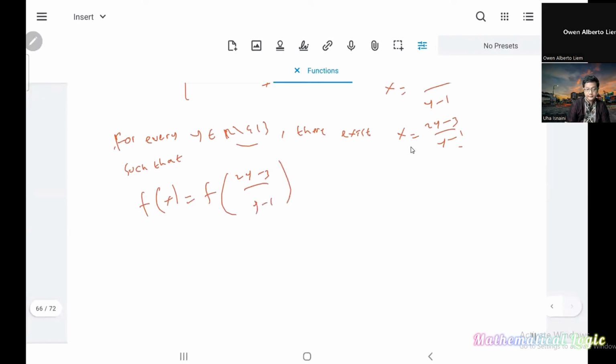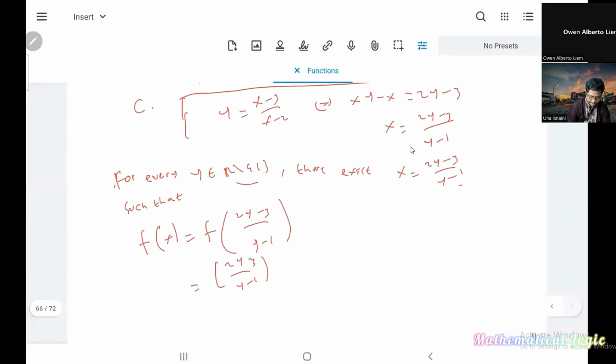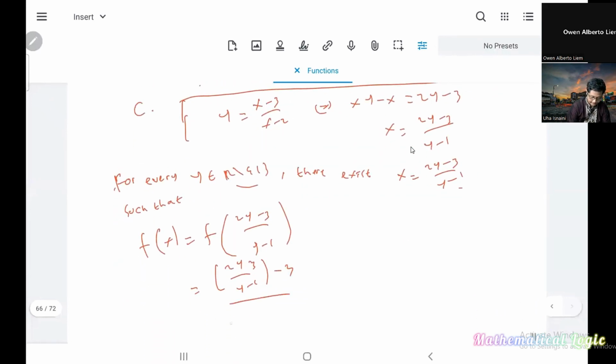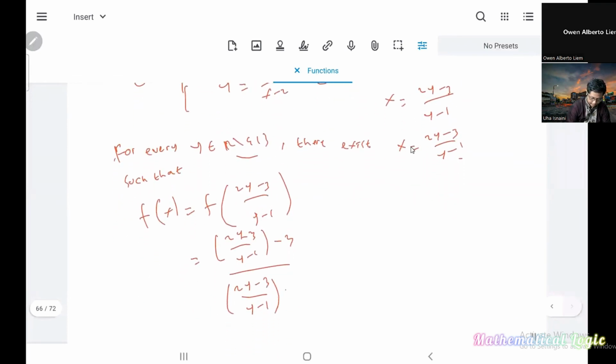So from the definition, what you get here is (2y minus 3) over (y minus 1) minus 3, over (2y minus 3) over (y minus 1) minus 2. And so on. The final answer you will get is y. So the answer is f is surjective.